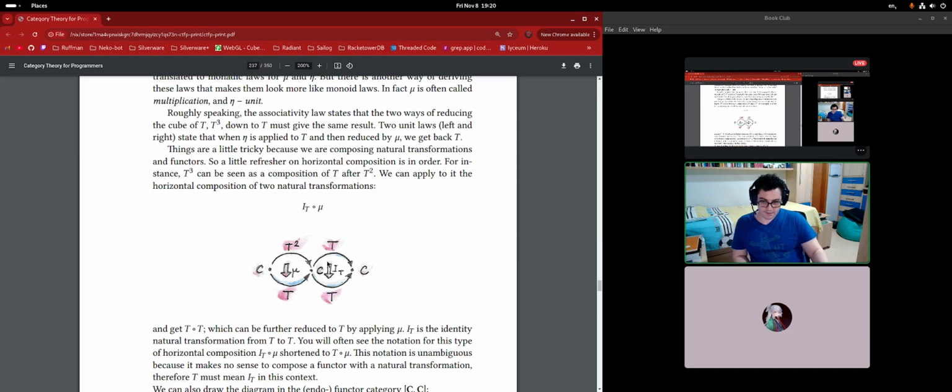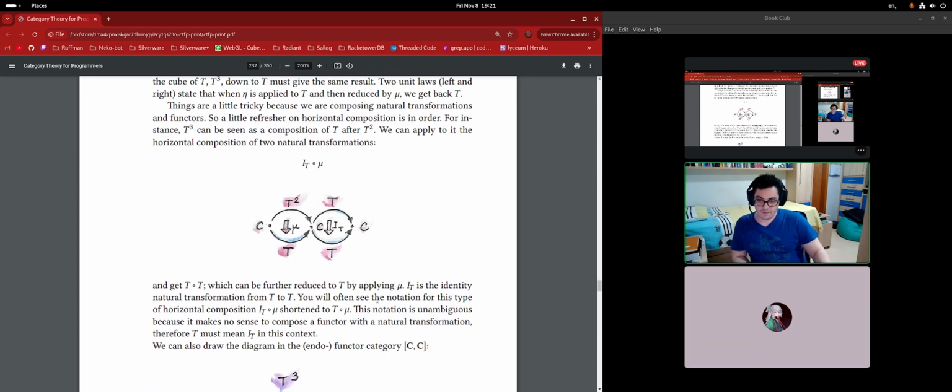Well, it needs to be a natural transformation, right? Because if you're going from a functor to a functor, this needs to be a natural transformation. Makes sense. Anyway, what you're basically saying is that these things go to the same place, which means composing this is the same as just going to T. So if you do the identity natural transformation from T to T after you did mu, that means that you're going from T squared to T.